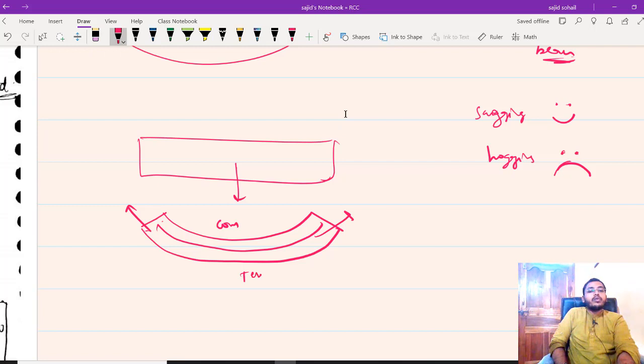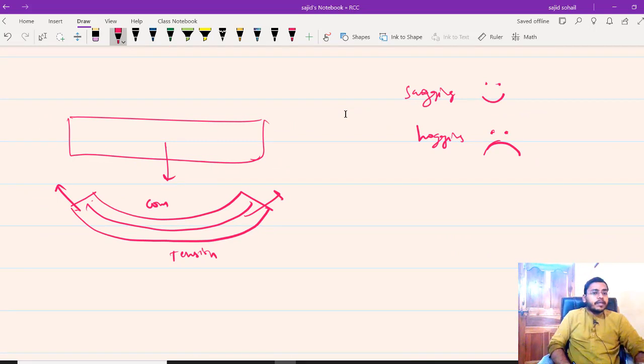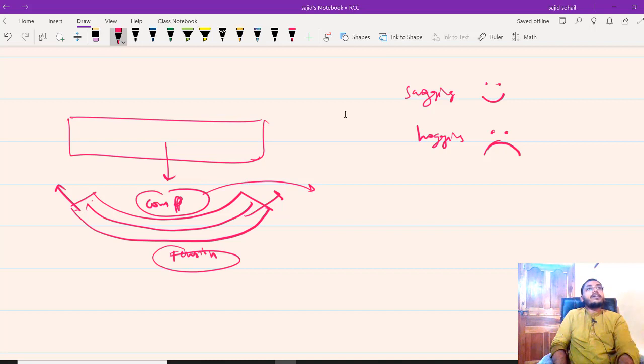So in the bottom portion we have tension, in the top portion we have compression, and in the bottom portion we have stretching forces or tensile forces. Agreed? So you tell me, compressive forces are taken by concrete or steel? In RCC, compressive forces are taken by concrete, and tensile forces are taken by steel. So you will use a structure such that in the top portion we have compression, that means we have to use concrete, and in the bottom portion we have to use steel bars.